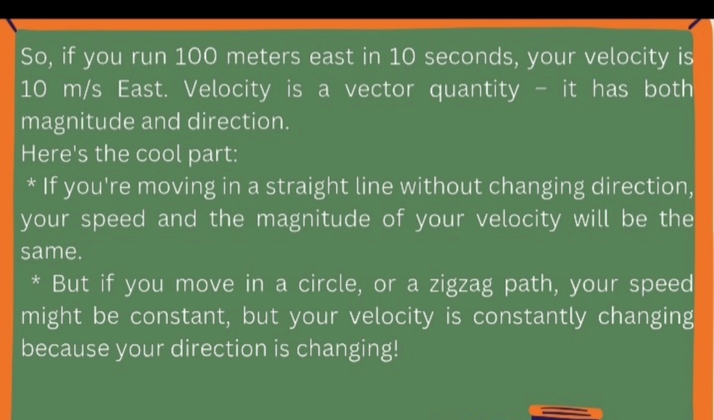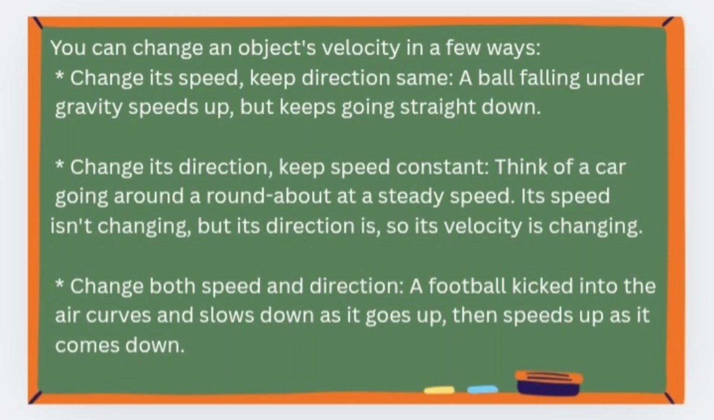Here's the cool part. If you're moving in a straight line without changing direction, your speed and the magnitude of your velocity will be the same. But if you move in a circle or a zigzag path, your speed might be constant, but your velocity is constantly changing because your direction is changing.